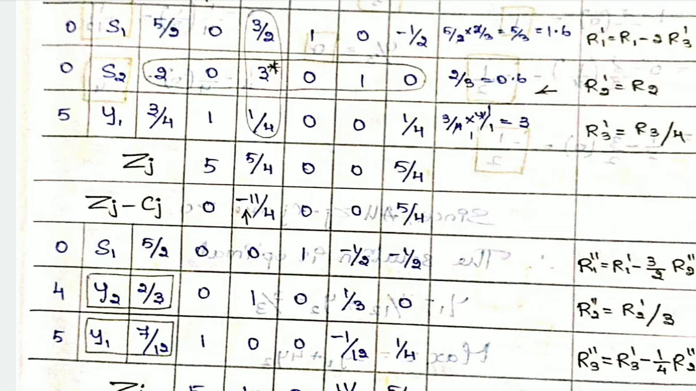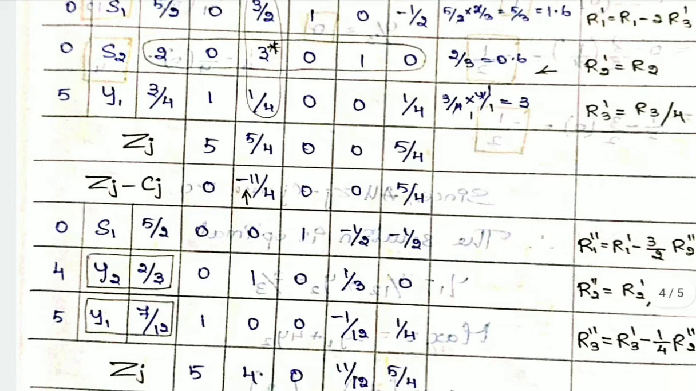S2 is a leaving variable, Y2 is the entering variable. So now we have to write in the YB column S1, Y2, Y1. So you have to write these coefficients also: 4, 0, 4, 5. So now you have to use the formula and fill the tabular column.